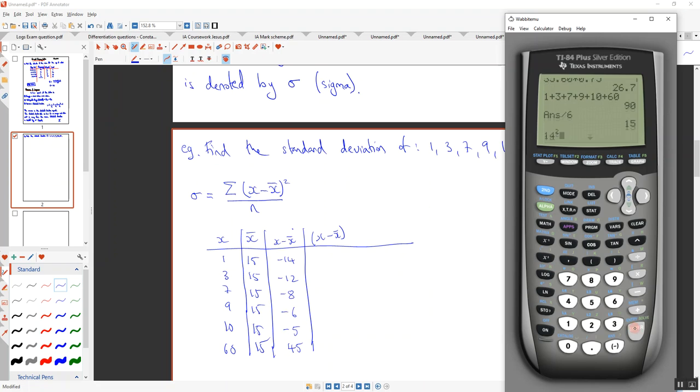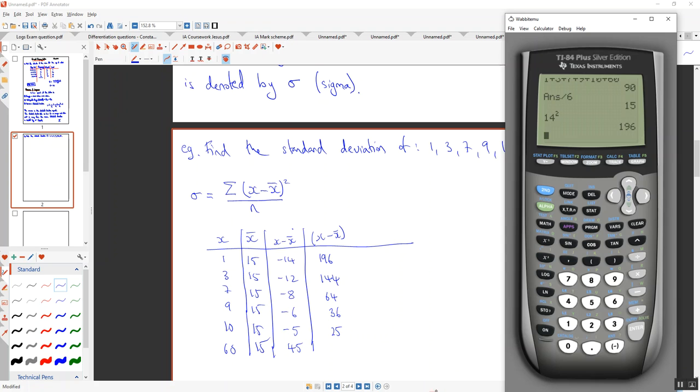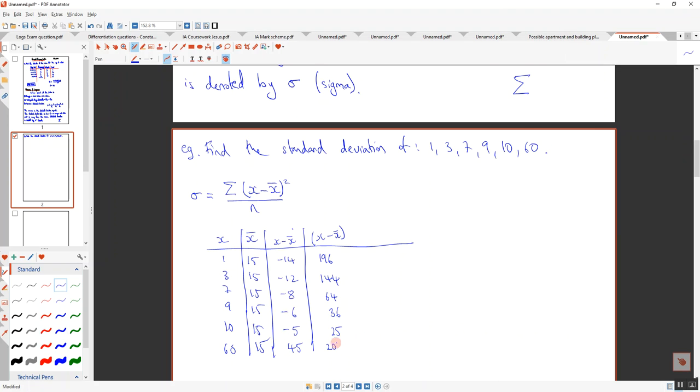14 squared is 196. 12 squared, 144. So that gets rid of the negatives. 45 squared is 2025. Okay. And then all we need to do then is to find the sum of them.